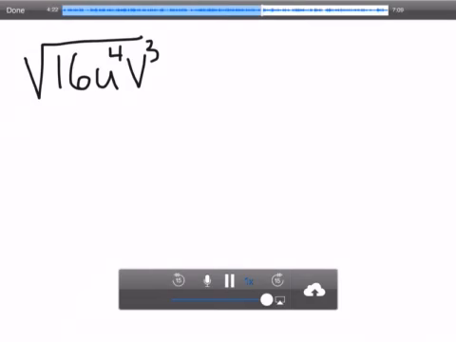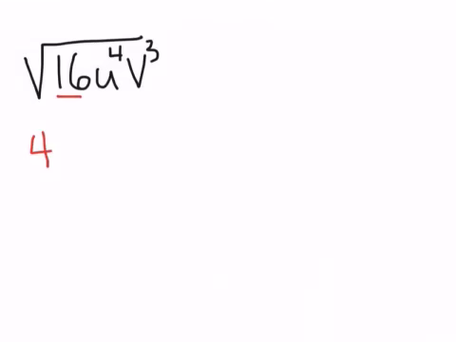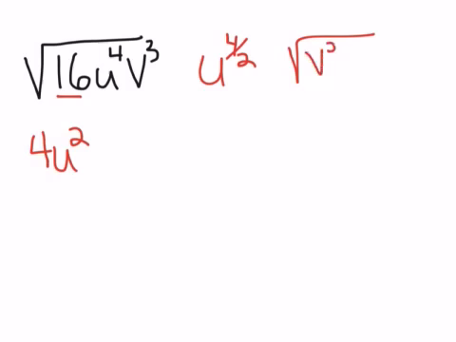Let's look at a little bit harder example. So if I take the square root of 16, I get 4. That comes out perfectly. u to the 4th power, so think about it. It would be u to the 4 over 2. So 4 divided by 2 is 2. So this would be u squared. And then v can be broken up as v squared times v. So the square root of v squared would come out as v, and underneath I would have just one v left. So it would be 4u squared v root v.